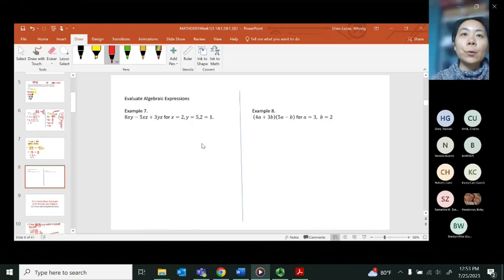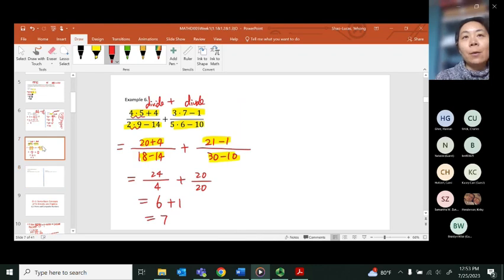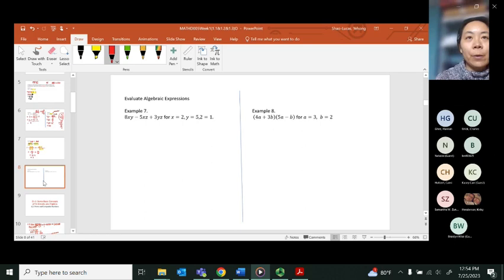Okay, so the last two will be a little different. Previously, all the questions we did, I gave you, we don't have any variables, no x, y, z, a, b, c. It's all numbers. We call them numerical expressions. So what you have been doing is to simplify them or perform the operations. But now we're gonna put variables in here.